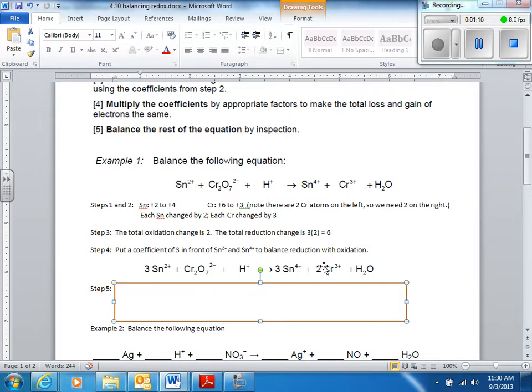So we need to put a 2 in front of here to balance the chromiums, and then to balance the total reduction with the oxidation, we have to put the 3's in front of the tins. So now we have a 6 with a 6.